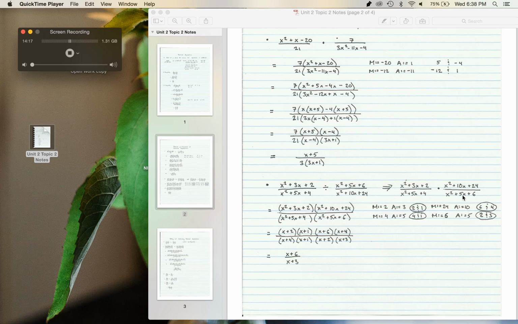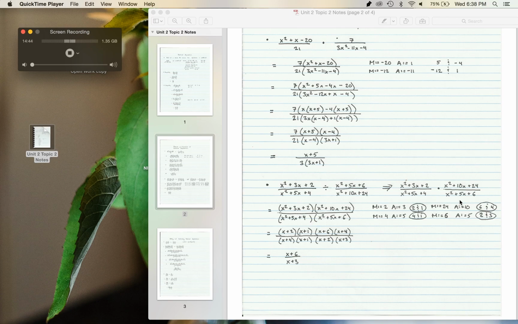When I was in school, they called this the keep, change, flip method. So you would keep the first fraction, change the sign to multiplication, and then flip the second fraction. Keep, change, flip, KCF, it's kind of close to KFC, can be easy to remember, but that is what you do when you are dividing any kind of fractions, in this case a rational expression.